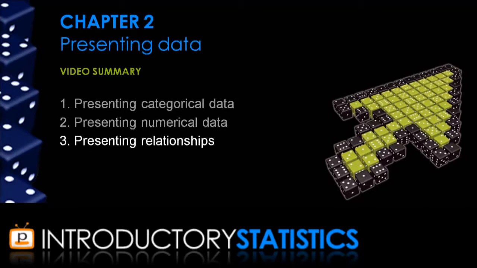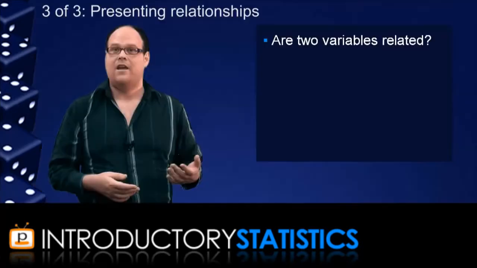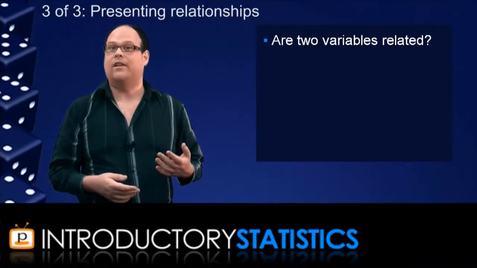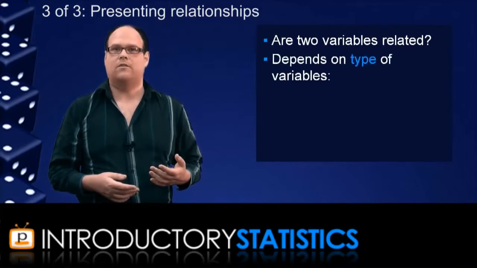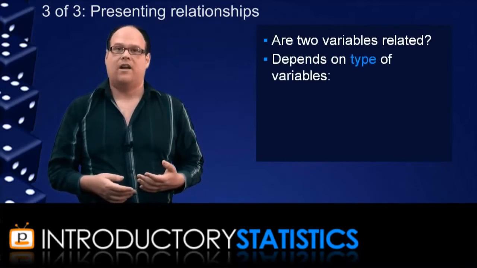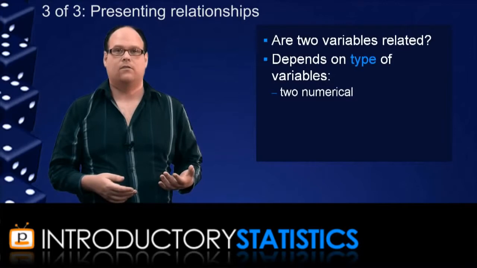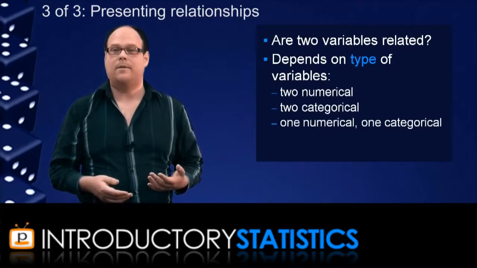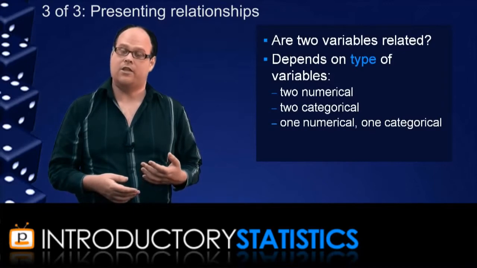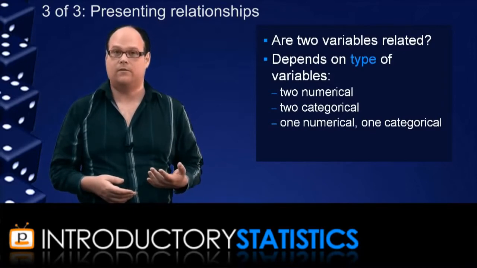To finish off this summary, we'll have a look at presenting relationships. This is the topic that comes up when you have two variables and you want to see if the variables are related in any way. How you present the relationship depends on what sort of variables you have. You might have two numerical variables or two categorical variables, or you could have one of each. We'll be spending most of our time talking about relationships between two numerical variables.